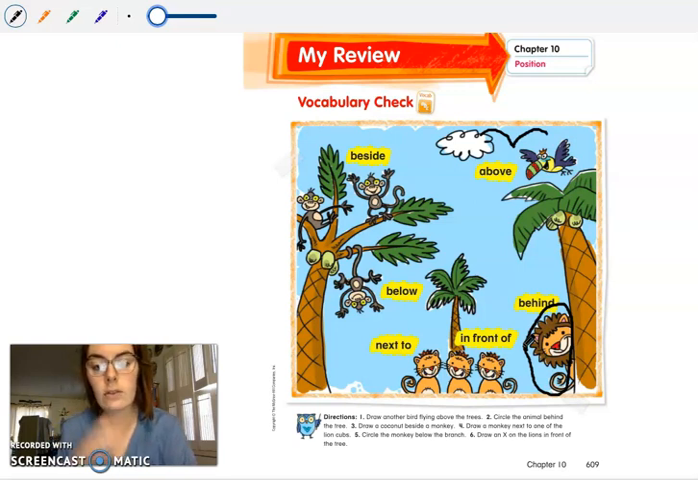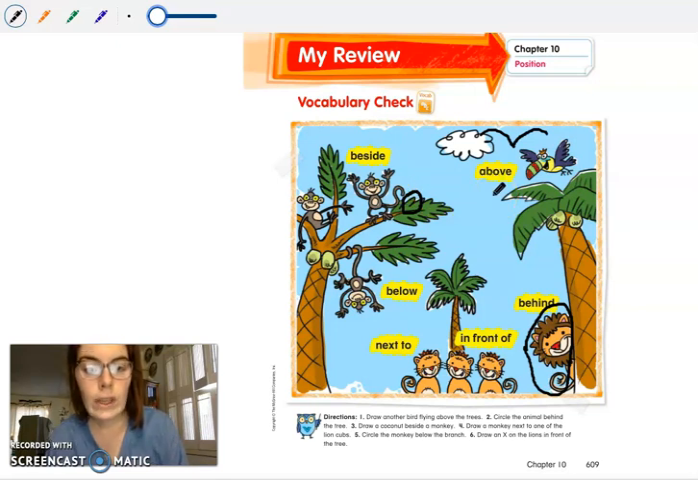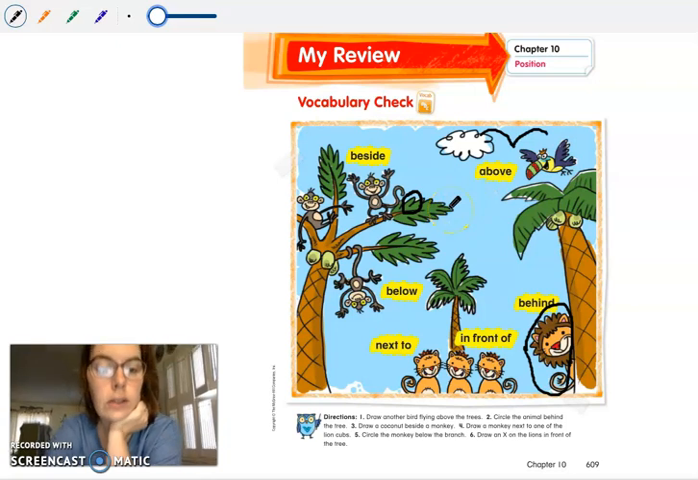Now, for our next one, we're going to draw a coconut beside a monkey. So here are our monkeys. We're going to draw a coconut beside our monkey. Okay, so go ahead and draw your coconut.